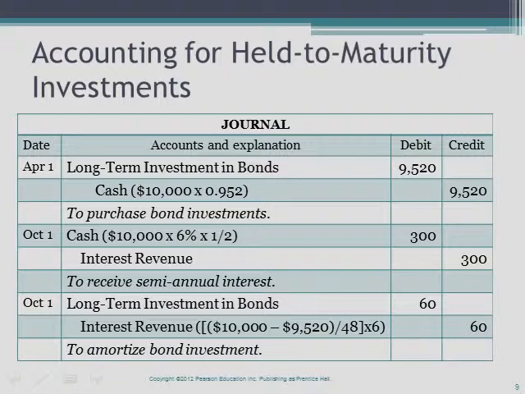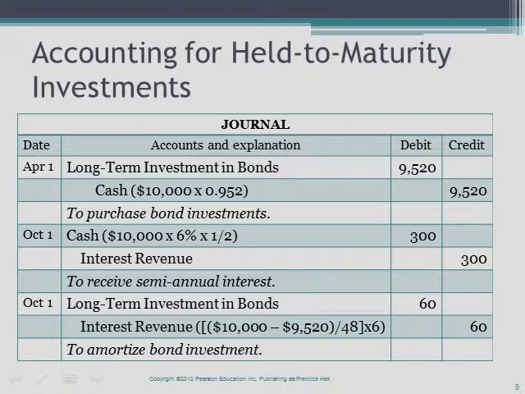In this case, the investor pays a discount price for the bonds. That's 95.2% of face value. And so when we buy them, on April 1, we debit long-term investments in bonds and credit cash for the amount we paid for them, or $9,520. The company must amortize the bond's carrying amount from cost of $9,520 up to the $10,000 over their term to maturity.